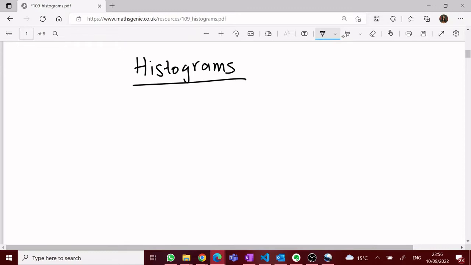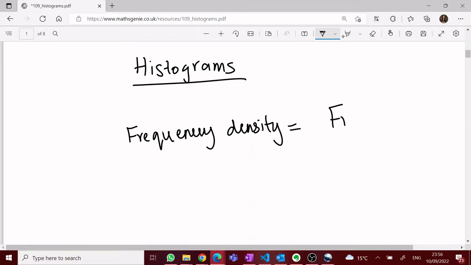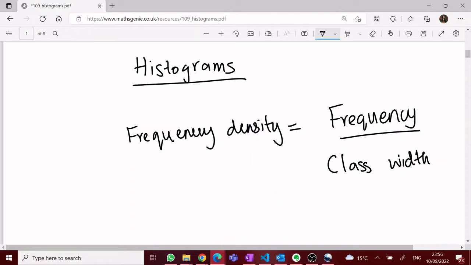And that equation is frequency density. Frequency density is equal to frequency divided by class width. So if I were you, I would copy this equation down because this is one of the most important. The way you would use this equation, and what all of these three words mean, we will go through in the next question.